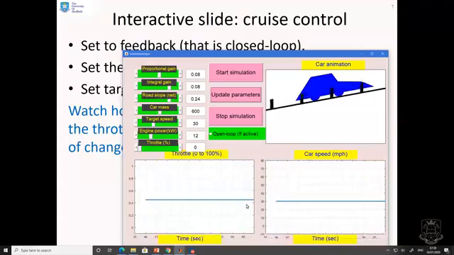Doesn't seem to be reacting very fast today. There we go. Now you see the mass has changed, and can you see the throttle has gone higher and very small deviation in speed again.